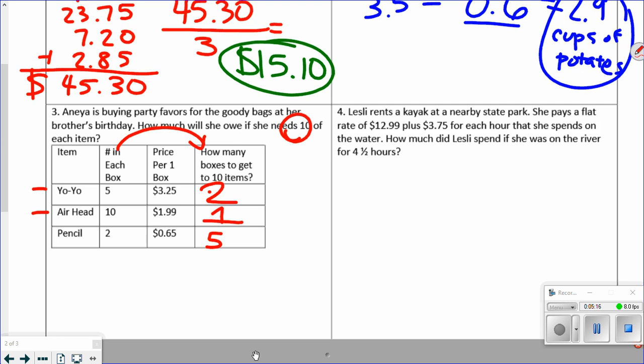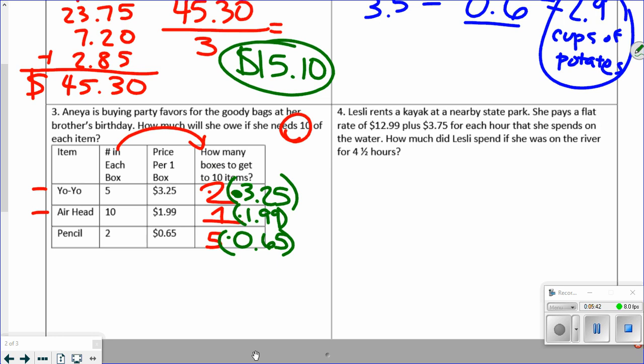Now, if I need 2 boxes of the yo-yos, I'm going to have to do 2 times the amount it costs for the yo-yos. So 2 times $3.25, 1 times $1.99, and 5 times $0.65. Okay, so we're really just multiplying these by the number of boxes we need. So let's see what that is.